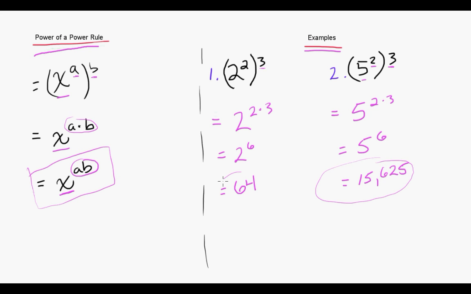So it might be worth your while to locate your exponent button on your calculator if you haven't done that yet. That concludes our video on the power of a power rule for exponents.